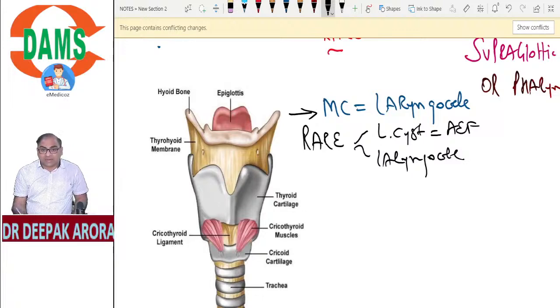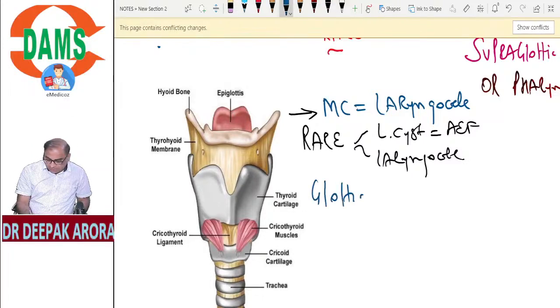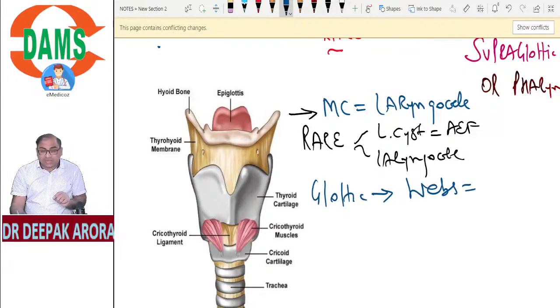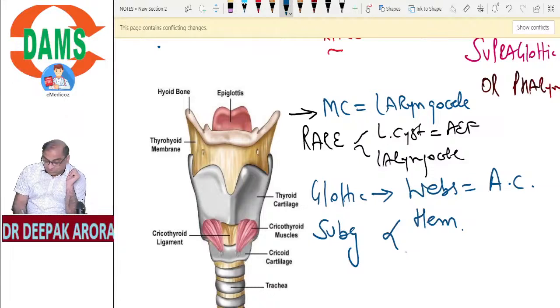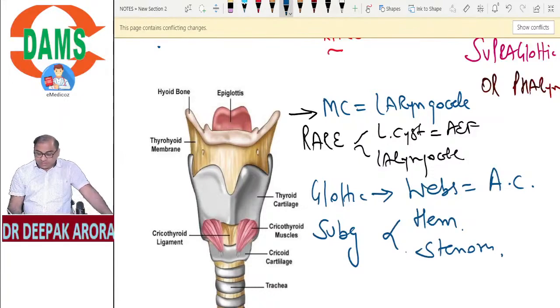Sir, what is at the level of the glottic area? In the glottic area, we have webs. Which part of the glottic area? We have webs at the anterior part of the glottic area. Very simple. In the subglottic area, we have two conditions: one is hemangiomas and one is stenosis. So: laryngocele, congenital webs, hemangiomas and stenosis.